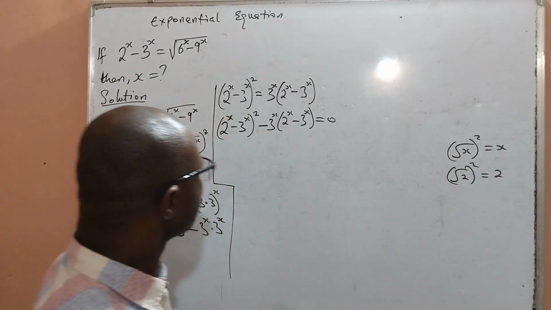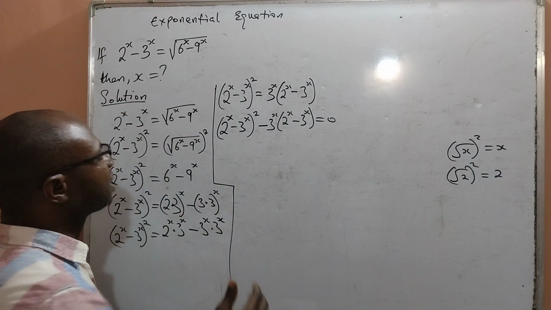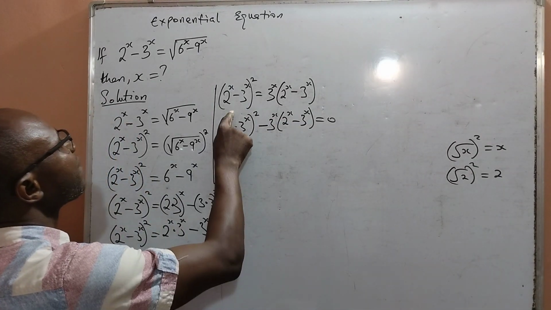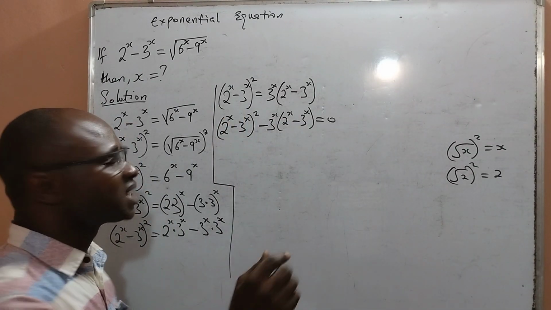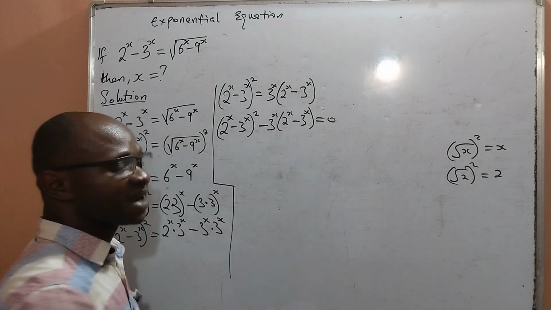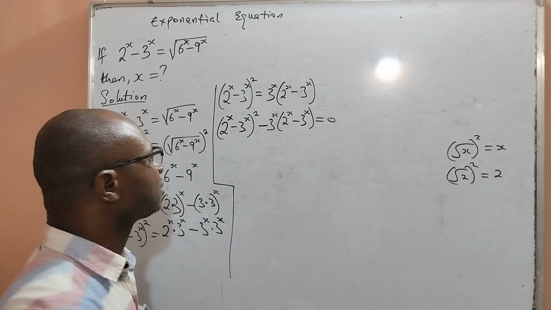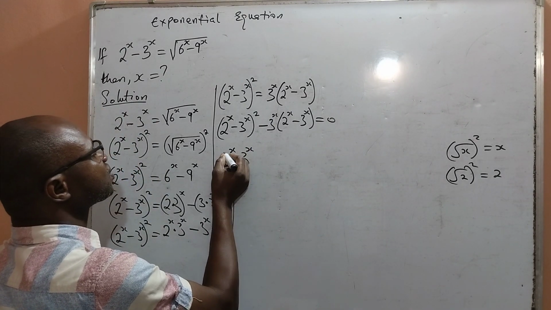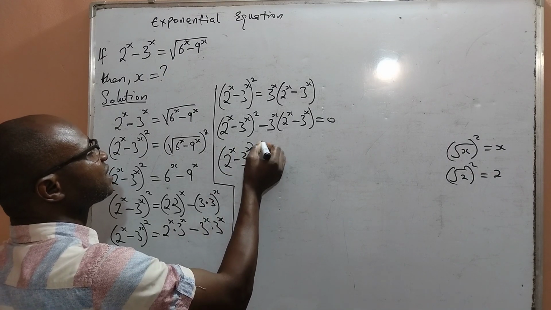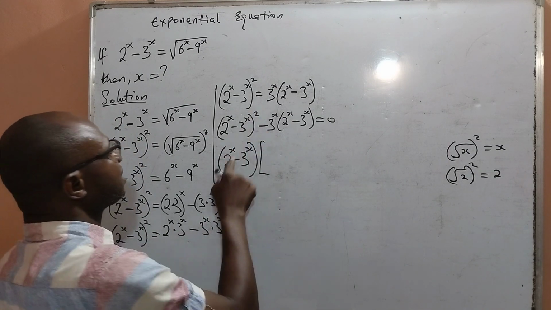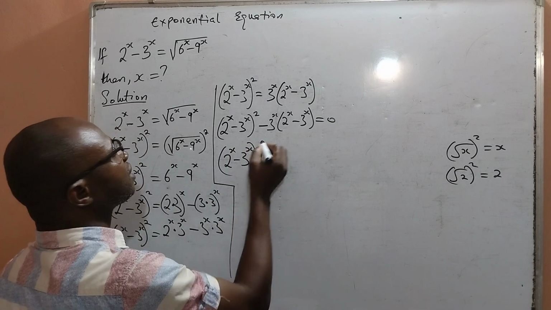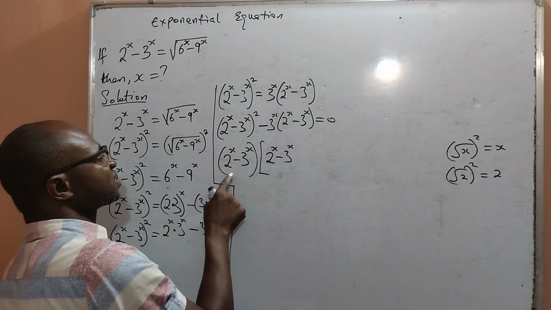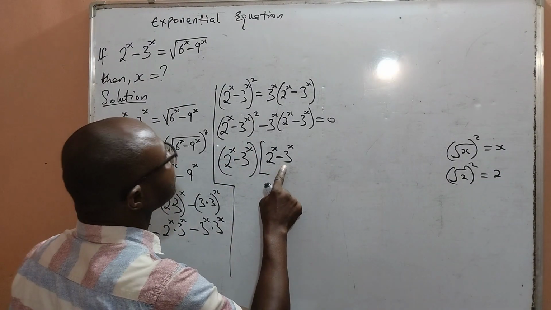Very good. Also, look very well and you can agree with me that something is common in the expression on the left hand side, and that is 2 raised to the power x minus 3 raised to the power x. I have it in this bracket, I also have it in this bracket. I can now factor it as a common factor, and that becomes 2 raised to the power x minus 3 raised to the power x, everything now outside the bracket. Because it is squared, I have it still written 2 raised to the power x minus 3 raised to the power x. So it is squared here. One of it is gone outside the bracket, and the other one is remaining inside.